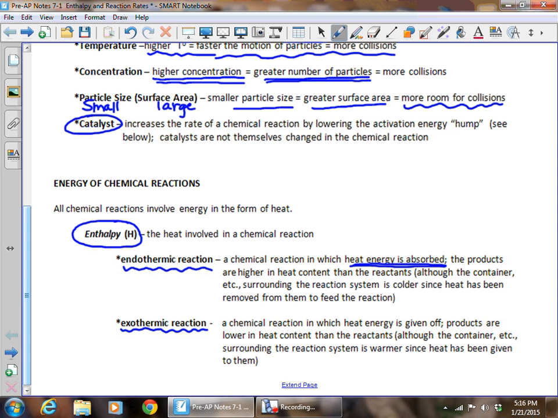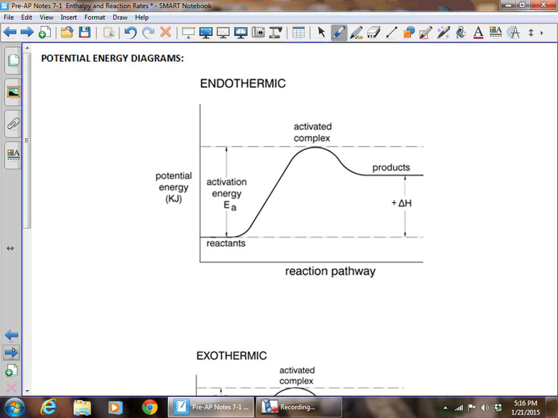An exothermic reaction, heat exits, exit heat. Heat energy is given off. So what's the container going to feel like if a reaction system inside it is giving off heat? It's going to be hotter. Our products are lower in heat energy because they've given that heat off to the container, to the surroundings. So now, how does this look in graphical form?